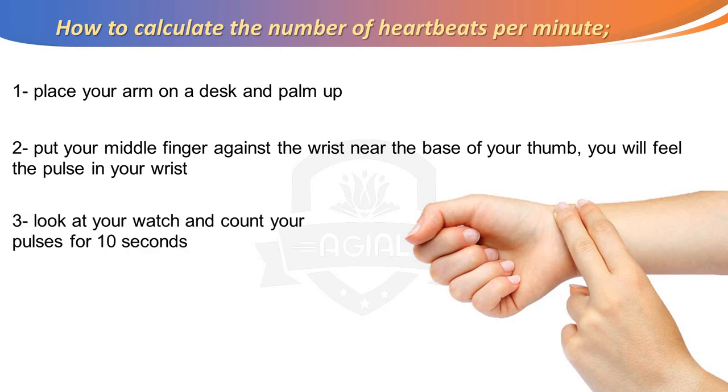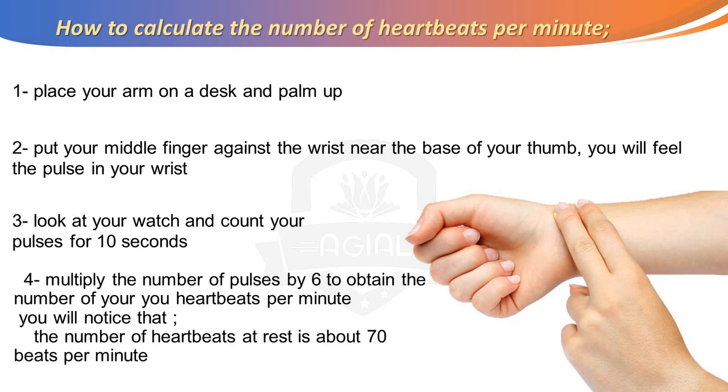Look at your watch and count your pulse for 10 seconds. Multiply the number of pulses by 6 to obtain the number of your heartbeats per minute. You will notice that the number of heartbeats at rest is about 70 beats per minute. Try it in your home.